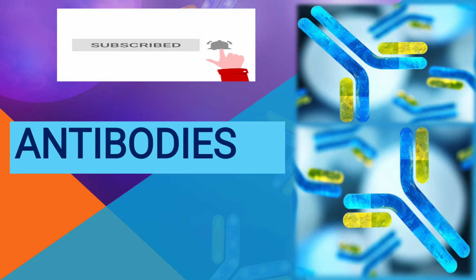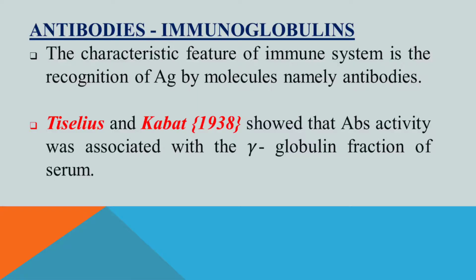In this video, we will discuss antibodies, the basic structure of antibodies, and the various classes of antibodies and their functions. Antibodies are also known as immunoglobulins. These are usually produced whenever the antigen or the pathogen enters our body. So antibodies are produced in response to the entry of this pathogen.